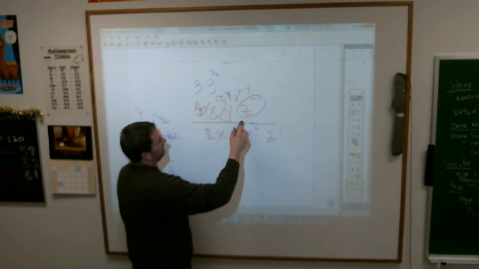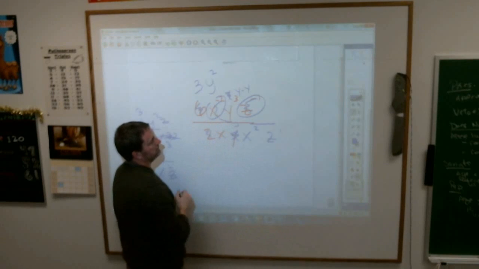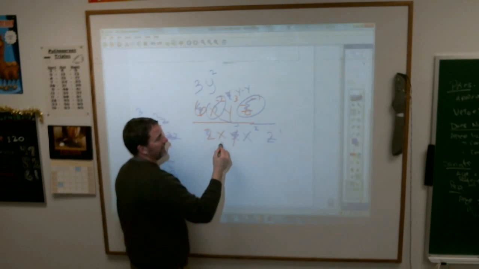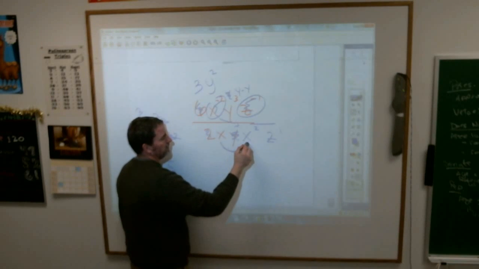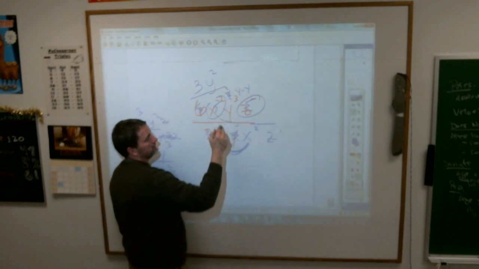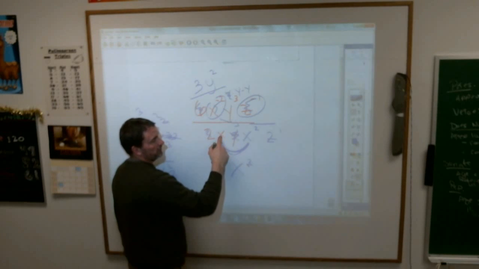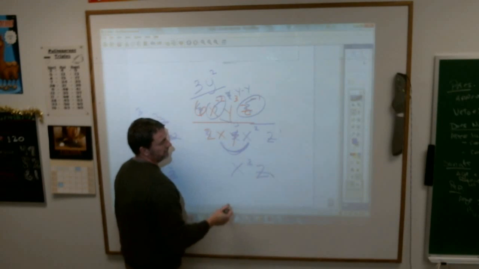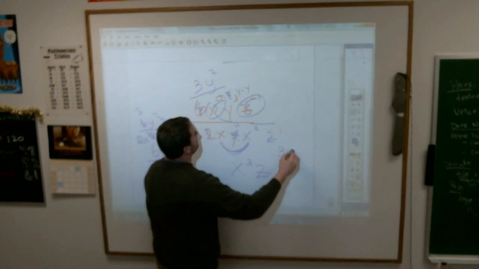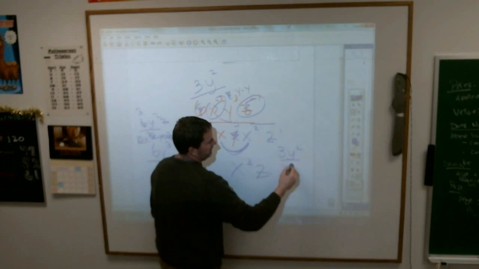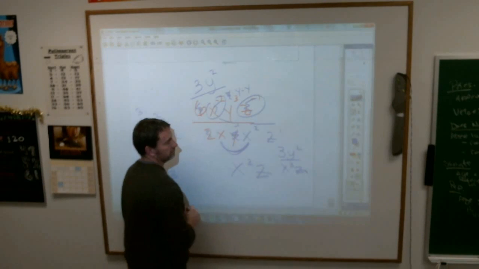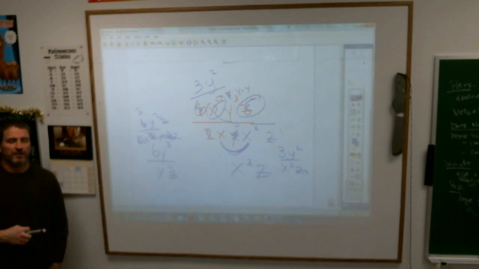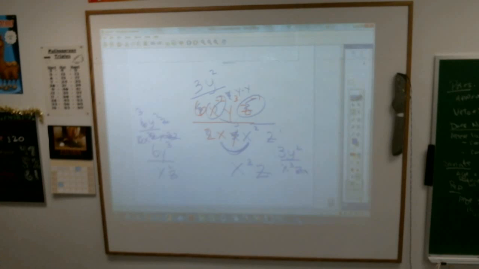What's left? Nothing left on top because we moved all this stuff down. On the bottom, the 2 crossed off, you're left with an x and an x squared. Those can be put together to give you x cubed. You have 1 here plus another 2 is x cubed. The z stays on the bottom, so it's z. So simplified all the way, it's 3y squared over x cubed z. How many people had that? Yes. Perfect. Love it. Nice.